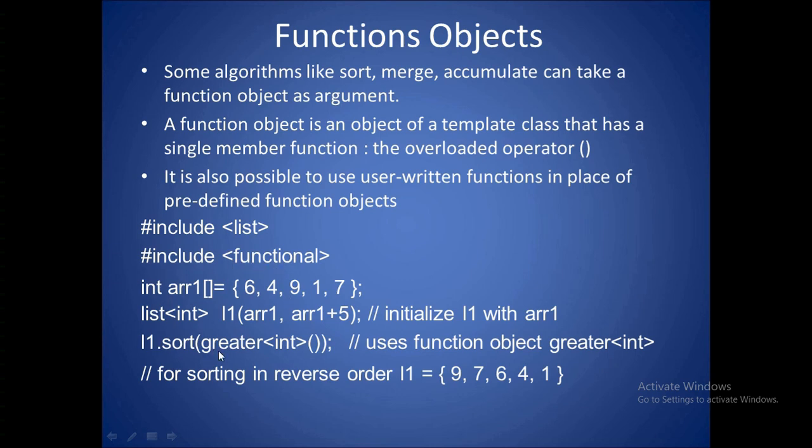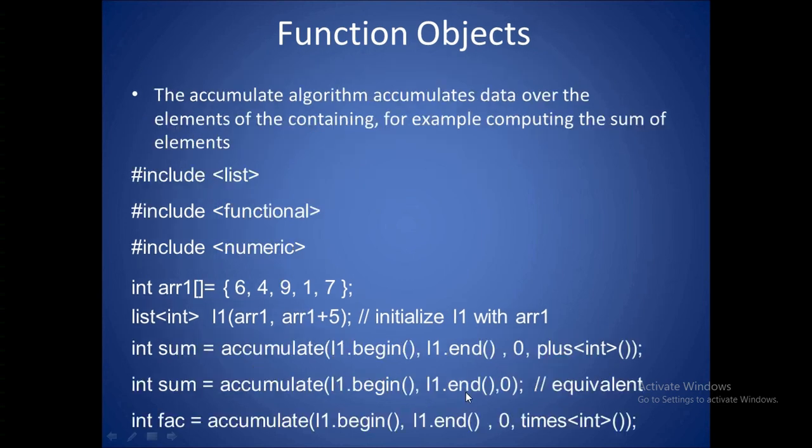So L1.sort, basically it will be sorted in ascending order, but we are using the greater keyword, so it will be sorted in descending order. So list L1 has the elements 6 4 9 1 7, and this will be sorted in descending order. So the sorted result is 9 7 6 4 1.